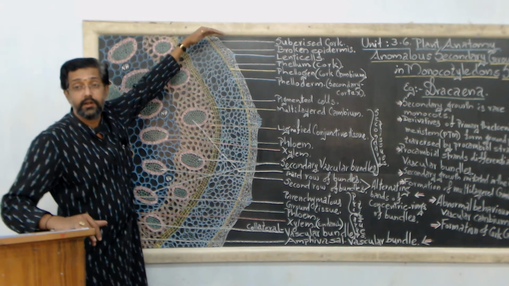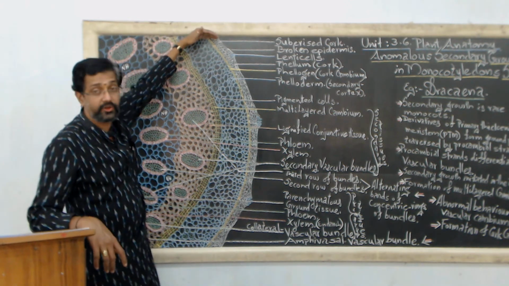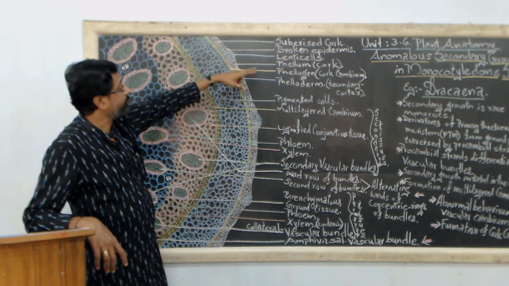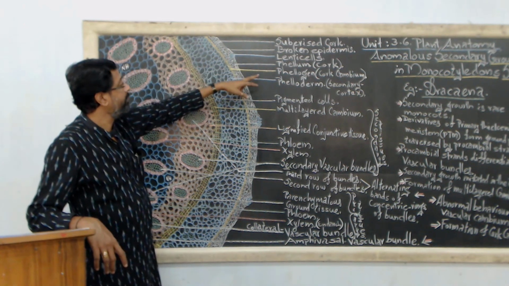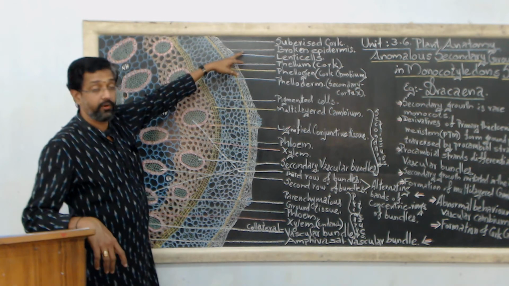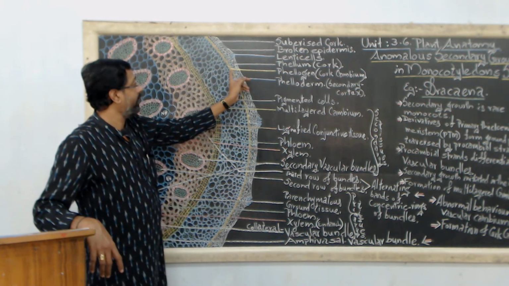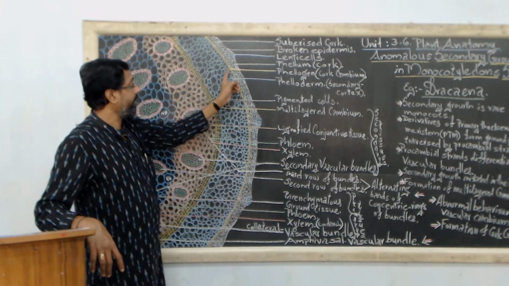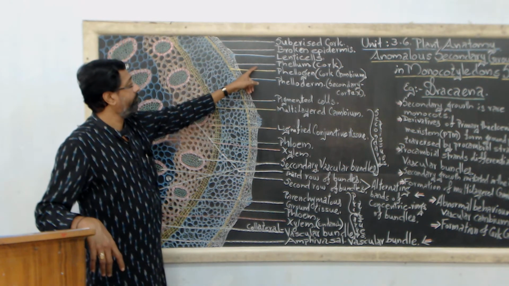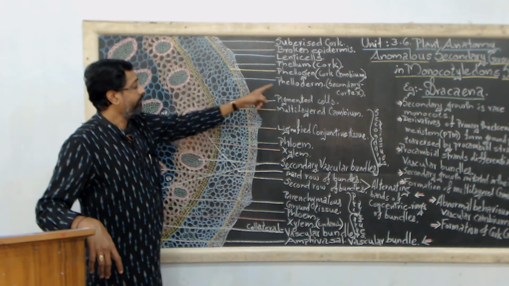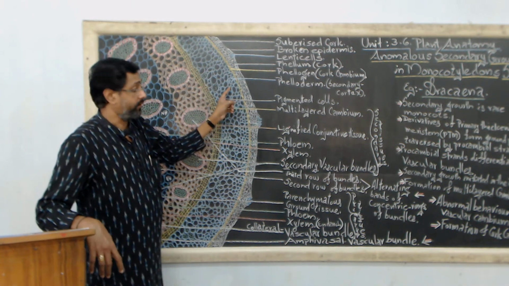cork, it is highly suberized, suberin-deposited parenchymatous cells, formed as part of the formation of the periderm, due to the development of the fourth cambium, that is phellogen, which is formed in the outer region. It is the phellogen which derives outer phellum or cork and inner phelloderm or secondary cortex.